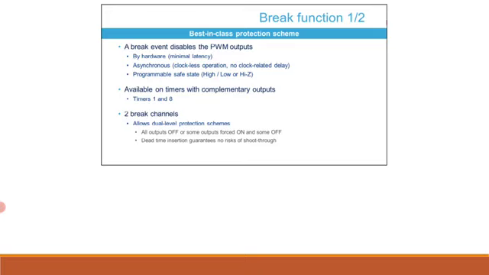Timer 1 and timer 8 have two separate brake channels. This provides a dual level protection scheme where, for instance, a low priority protection with all switches off can be overridden by a higher priority protection with the low side switches active. I repeat, for instance, a low priority protection with all switches off can be overridden by a high priority protection with low side switches active.